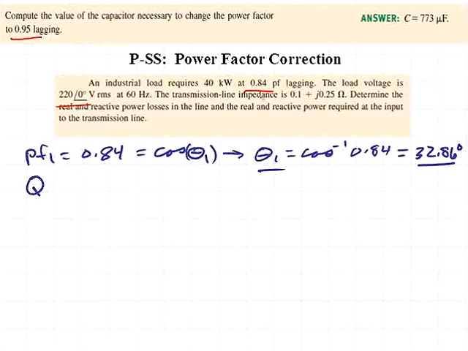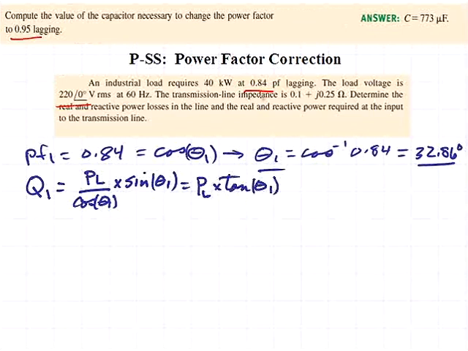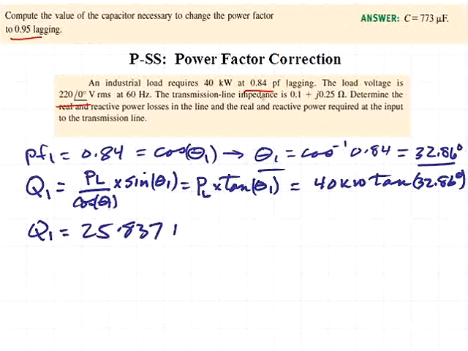Now we can calculate the original reactive or quadrature power. Q1 will be the load power divided by the cosine of theta 1, and then multiplied by the sine of theta 1. And this is equivalent to taking the load power and multiplying it times the tangent of theta 1. And this will equal 40 kilowatts times the tangent of that 32.86 degrees, or Q1 is equal to 25.837 kilovars.